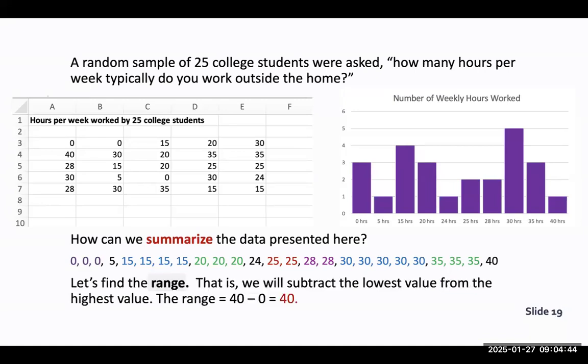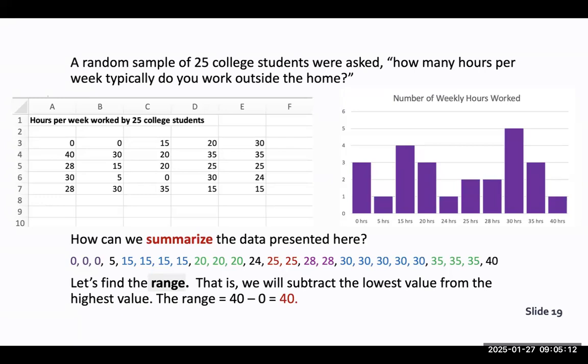All right, let's find the range. The range is where we take the highest or the largest data value and subtract the smallest or the lowest data value. So especially when the data is organized from smallest to largest, we can see that the one on the right end, 40, is the largest data value, and the smallest data value is 0. So we're just going to subtract the 2. When you do that, you get 40, and that is the range.